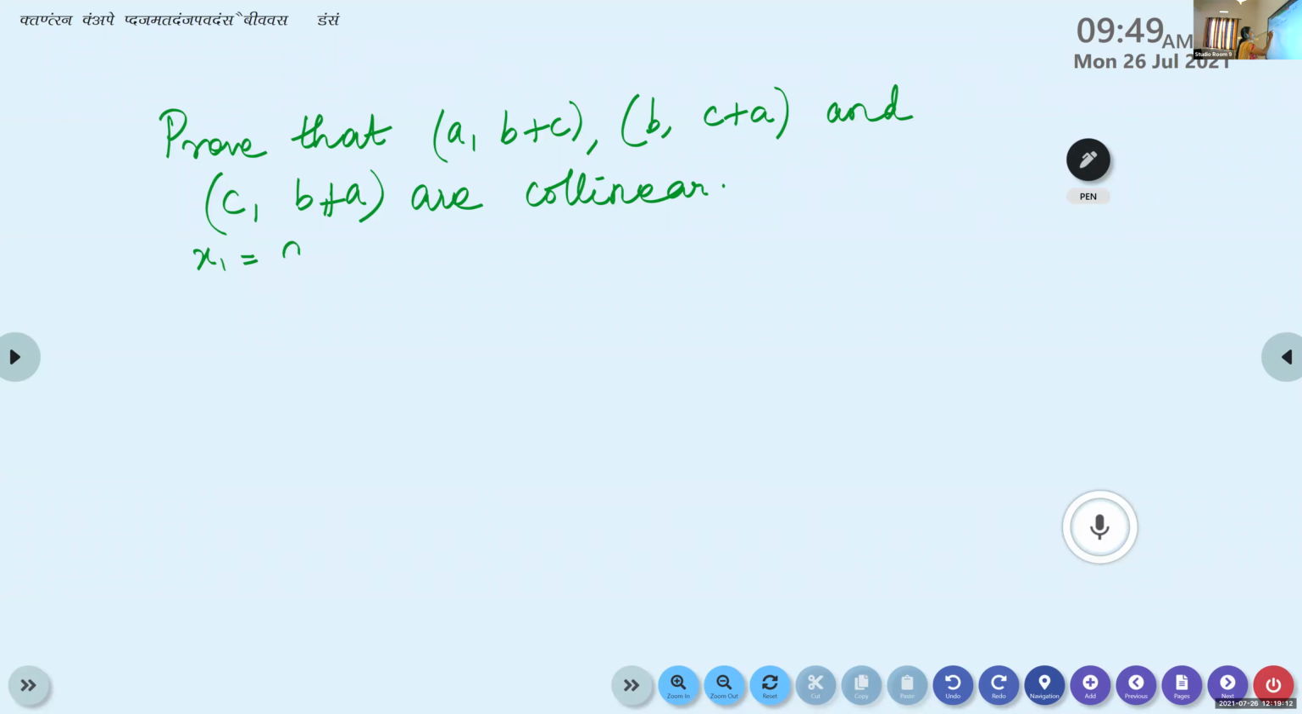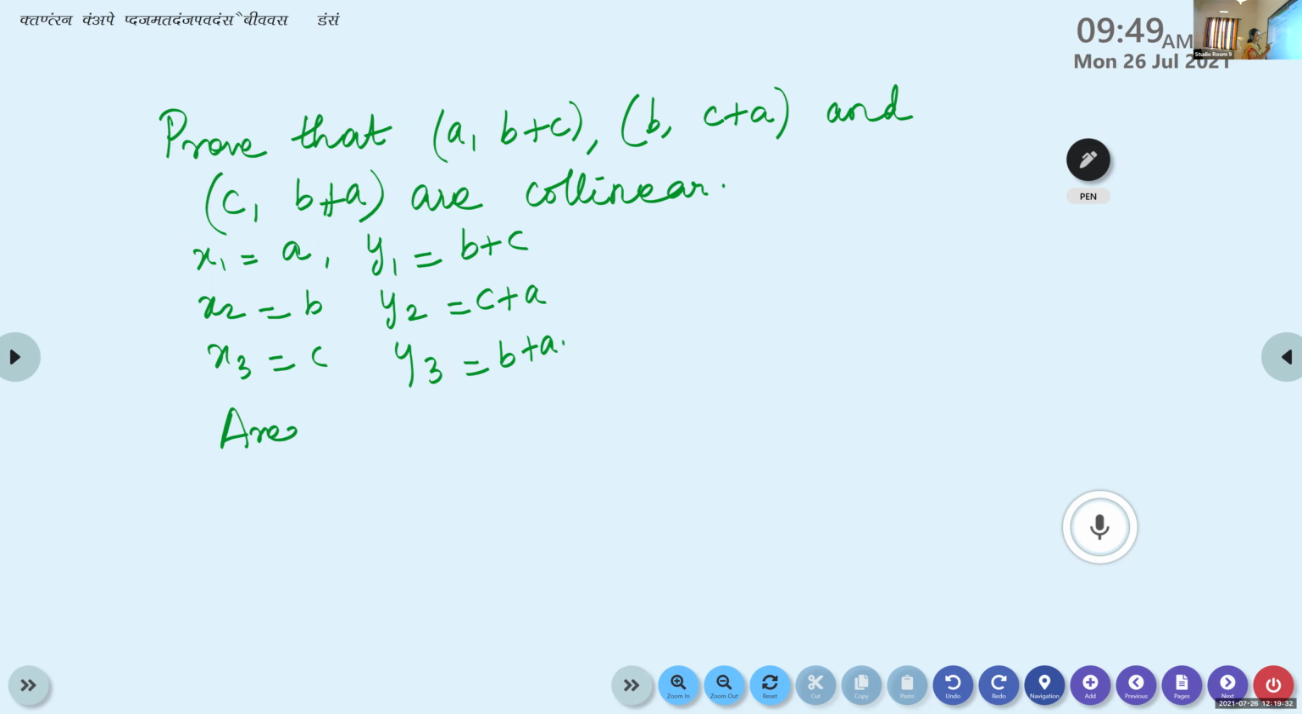Try this. Find the determinant and find out. First write down what is x1, y1. x1 is a, y1 is b plus c. x2 is b, y2 is c plus a. x3 is c, y3 is a plus b. So we have to find the area of the triangle. Area of the triangle is equal to half into the determinant x1, y1, 1, x2, y2, 1, x3, y3, 1.